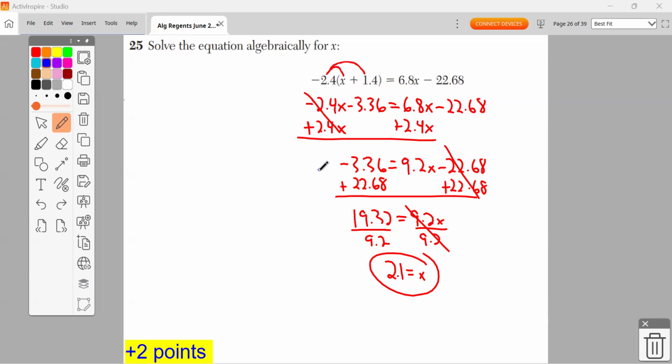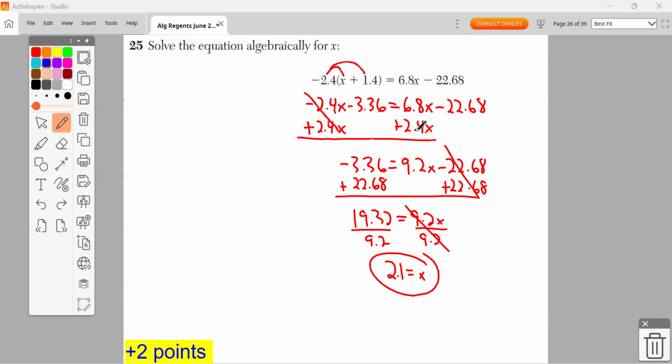You now want to get all your letters onto one side and your plain numbers onto the other. You have your choice on how you want to do this. I want to try and get rid of the smaller of the two x values, so that way you'll work with less negatives. So I'm going to do plus 2.4x and plus 2.4x. Bring down my negative 3.36. Add those together to be 9.2x, bring down your minus 22.68.